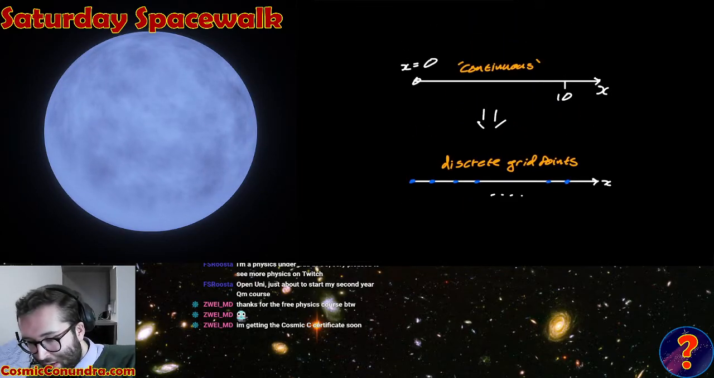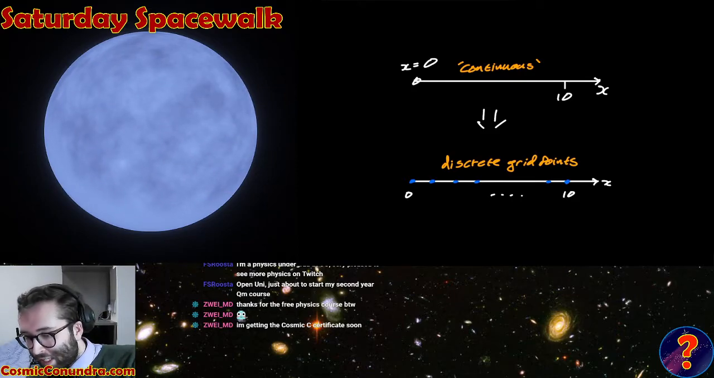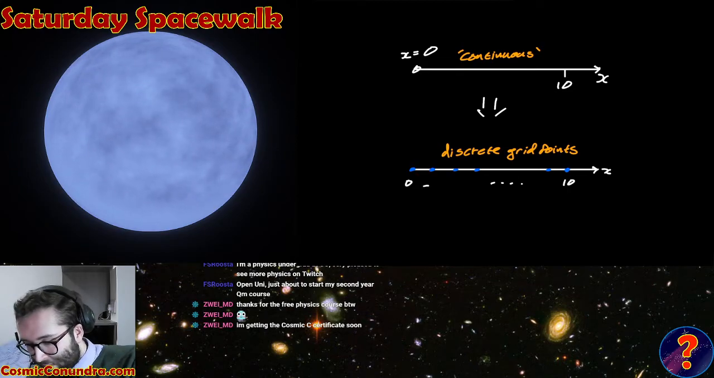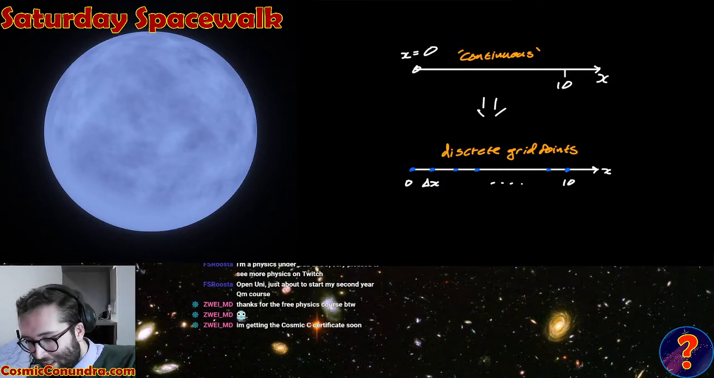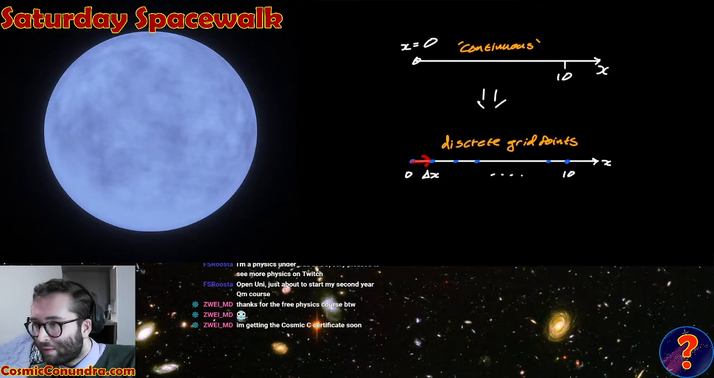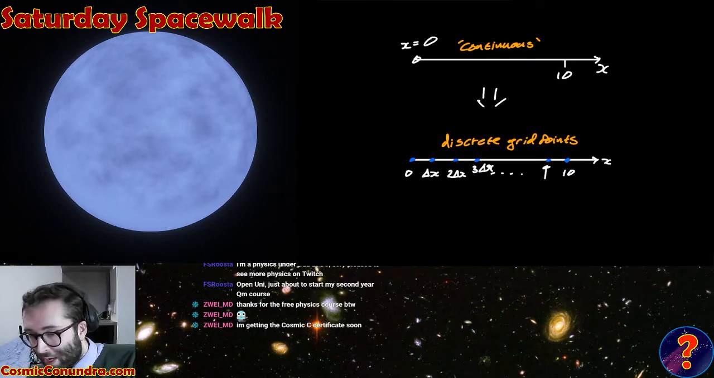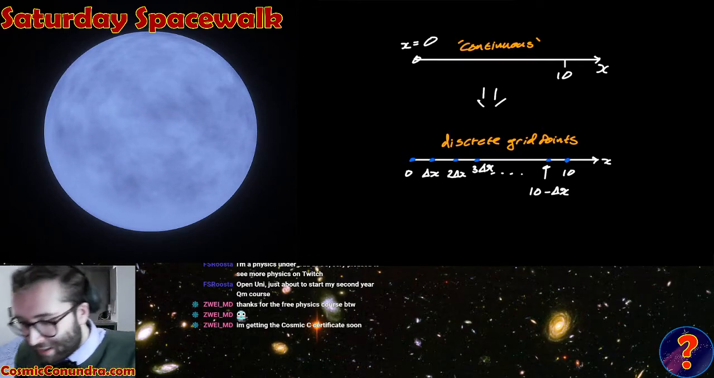So now my continuous real axis has become grid points, starting at 0 still, and now what I'm going to say is that these grid points are evenly spaced. So they have some spacing that I'm going to call delta x. So the distance to this second grid point here, that I've drawn in blue, is delta x. The one after that is 2 delta x. The one after that is 3 delta x. The one just before the one at 10 will be delta x to the left of 10, and so on.